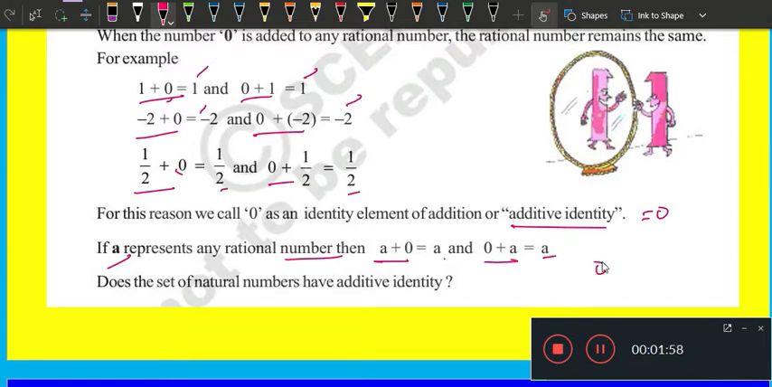0 to any number, suppose 0 plus 7 is equal to 7, and 7 plus 0 is equal to 7. So 0 is the additive identity. Okay students.